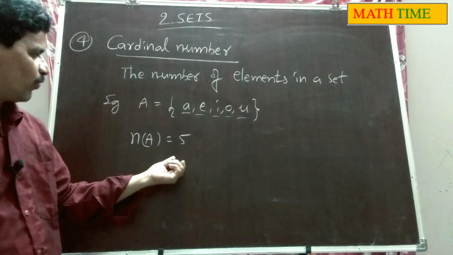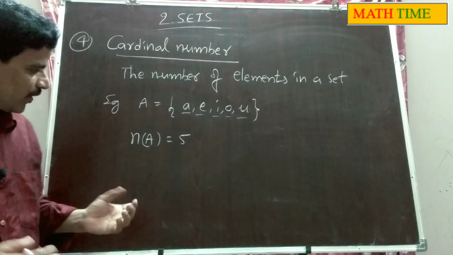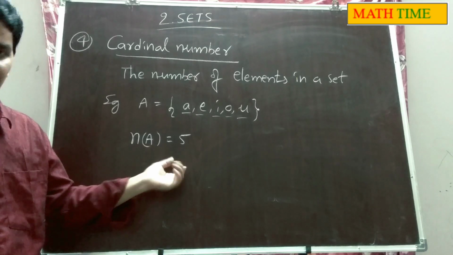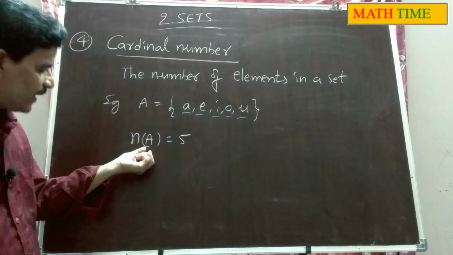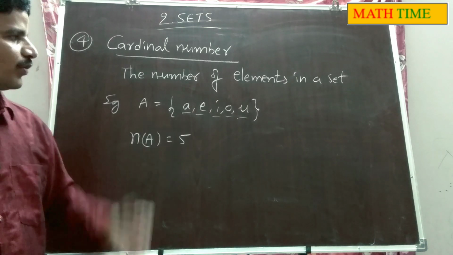Therefore this 5 is what? Cardinal number. n(A) means number of elements in A, equal to 5, or cardinal number of A equals 5.